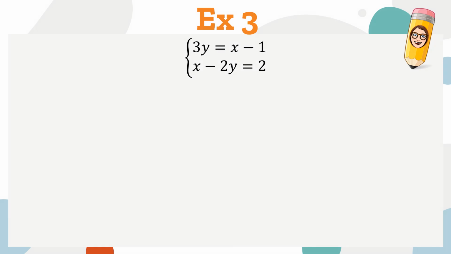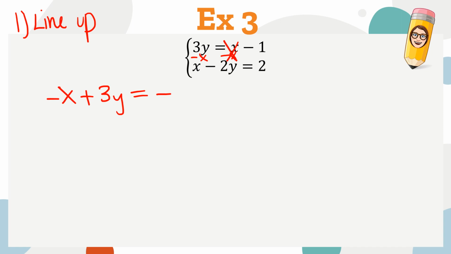All right, let's take a look at example 3. We're going to start by lining up. We need to rearrange things to make it work. So the second equation's already good. I just need to kick this x over to the left side of my first equation. That means I'm going to have a negative x, I have a positive 3y, I have an equals, and I have a negative 1. The second equation is just going to stay. There's nothing I need to do to that equation. So there's my new system.